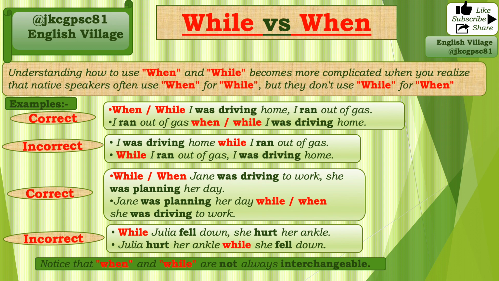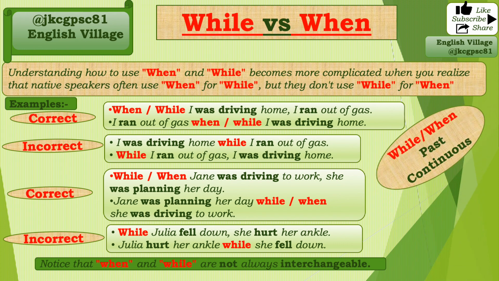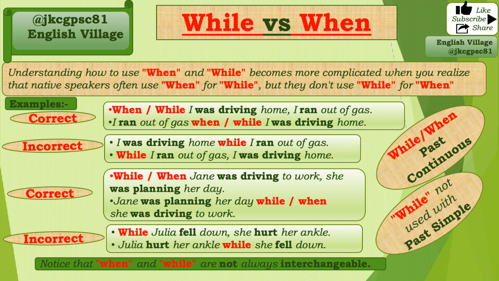So we have learned that when and while are not always interchangeable. While and when can be interchangeable when they are used with past continuous tense. When is only pointing towards a specific time in the past, so it is used with past simple. While and when with past continuous. While cannot be used with past simple. Only when can be used with past simple.